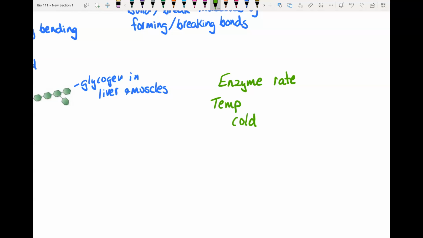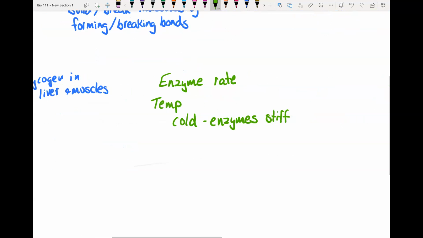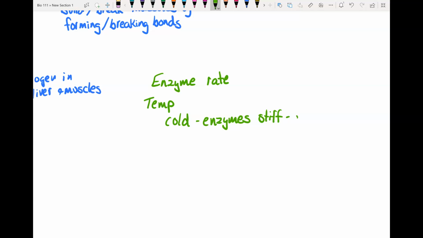If it is too cold, the enzymes are stiff. Think about like Play-Doh or plastic, something that if it gets cold, it's stiff. And remember, enzymes work by bending. So if they're cold and stiff, they don't bend well. And this slows them down.